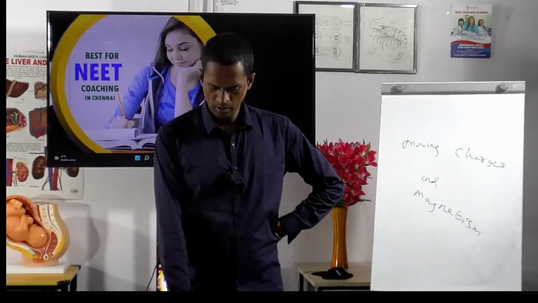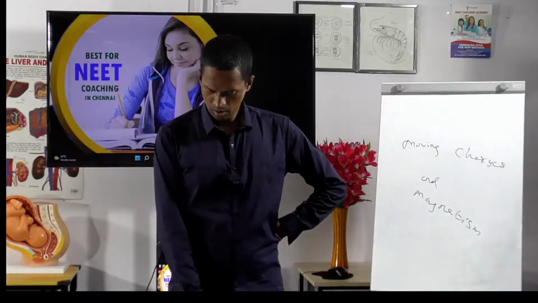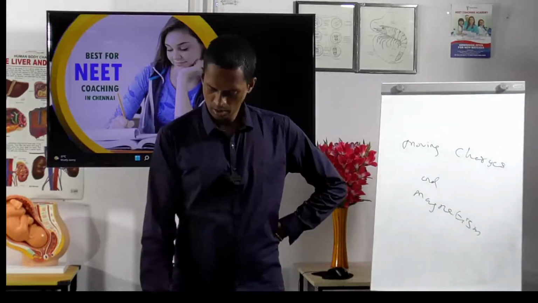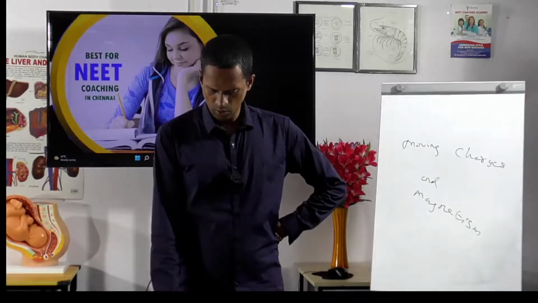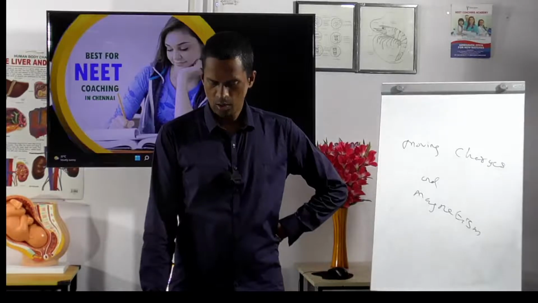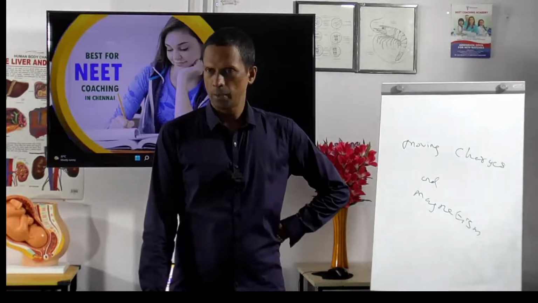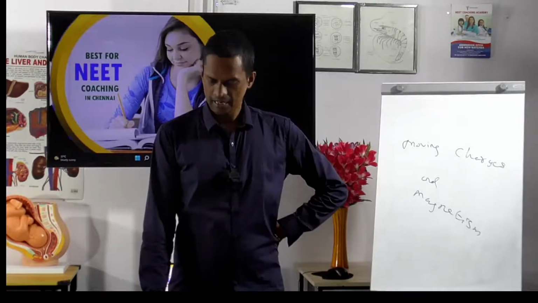Then Ampere circuit law. Ampere circuit law is given by B is equal to mu 0 I divided by 2 pi r, where I is the current, r is the radius.